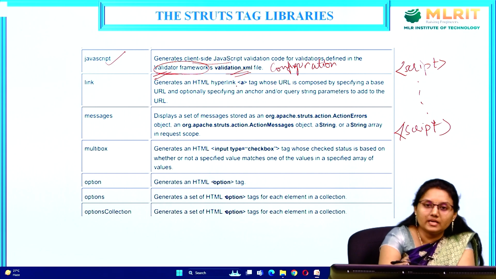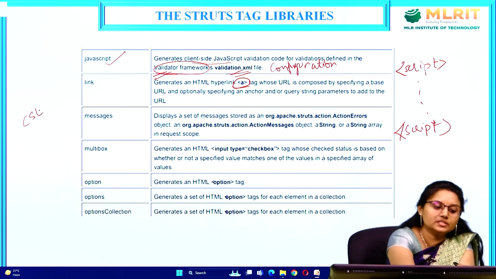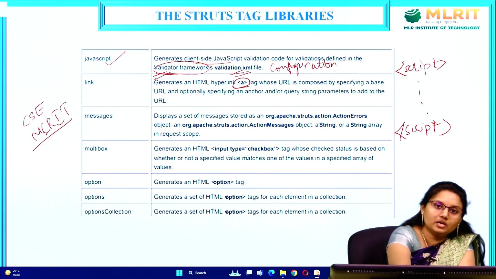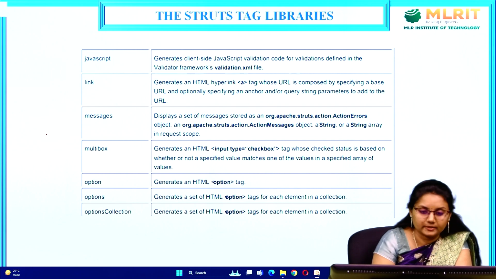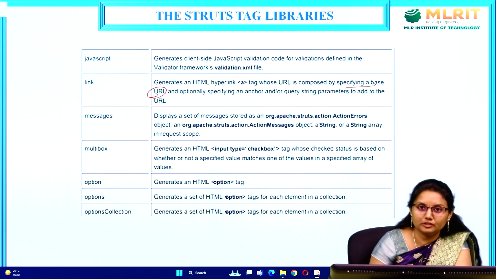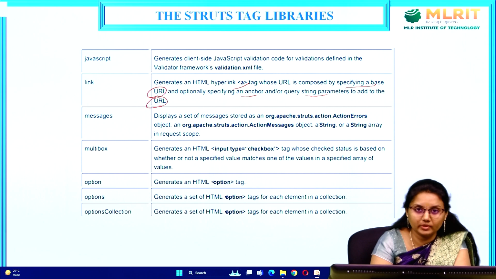Link, as I told you, A is a tag which is used to provide the link, the hyperlink. So if you give CSE as a link or MLR as a link, then this has to be displayed like this. Put your cursor here, then it will get extracted. It is composed by specifying a base URL, like we have discussed base as the first HTML tag. So A is also used for that, specifying an anchor or query string parameters to add to the URL. The reference we give using href.